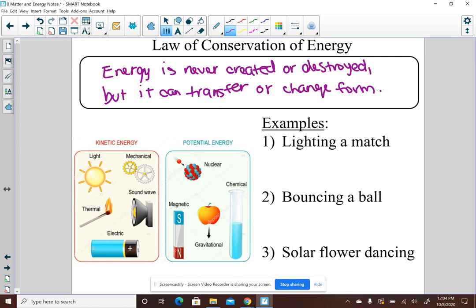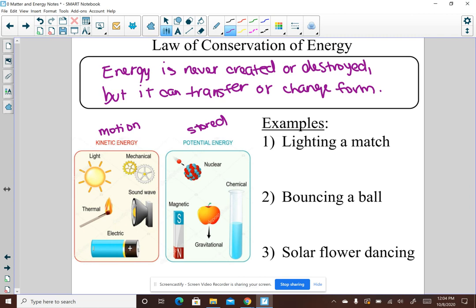It's important that you know that there are a lot of different types of energy, and they're broken down into two main categories: kinetic energy and potential energy. Kinetic energy is energy having to do with motion, and potential energy is stored energy. Okay, and then if we look a little bit closer, there are different types of kinetic energy and different types of potential energy depending on what the substance is. Okay, so we want to look at how one type of energy can change into a different type of energy.